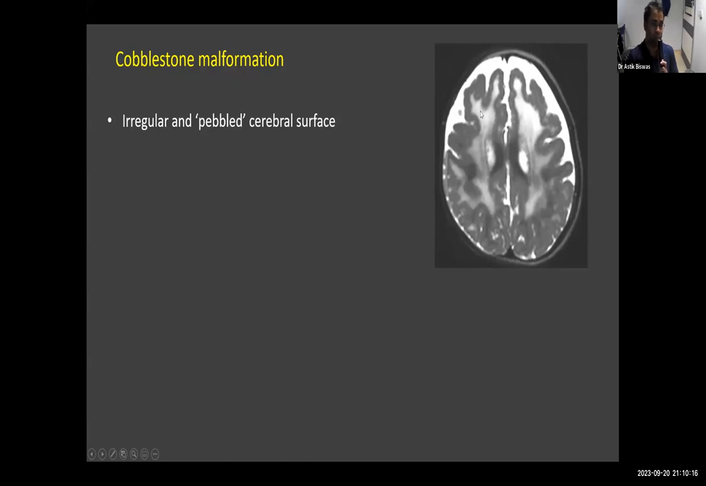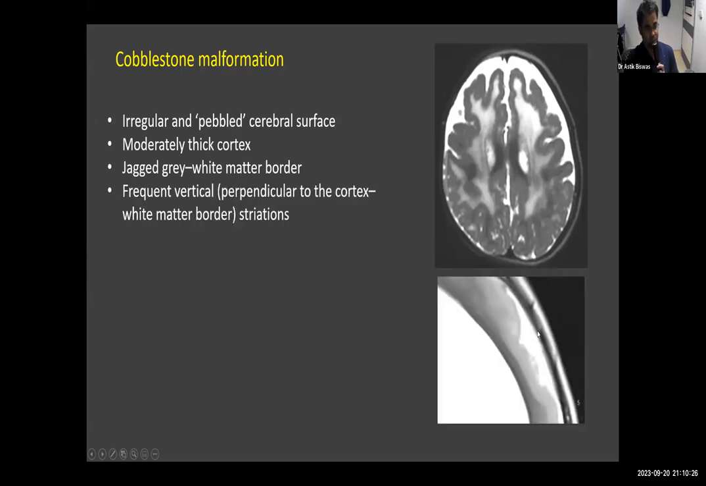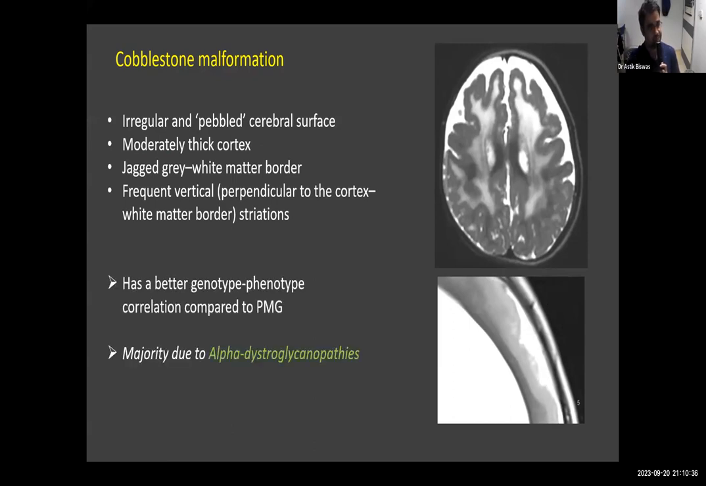Typically, the white matter is also of abnormal signal intensity. The cortex is thick. It has this very jagged gray-white matter junction. And this is a zoomed up image of this area that shows these vertical striations. Again, an important feature to differentiate from polymicrogyria.